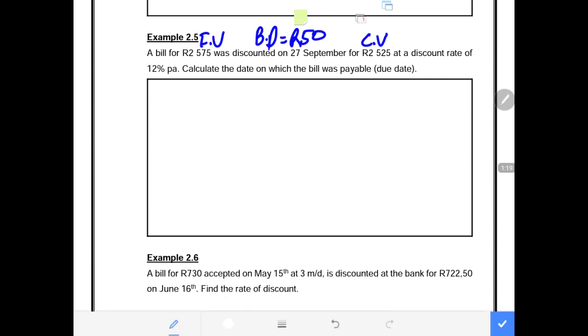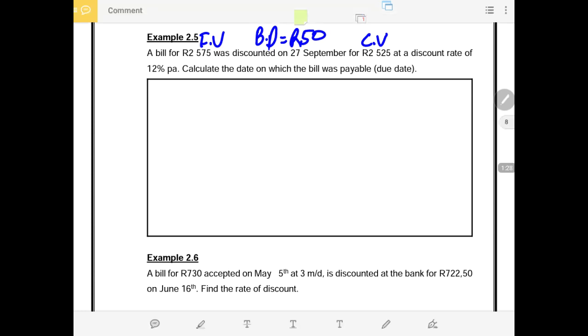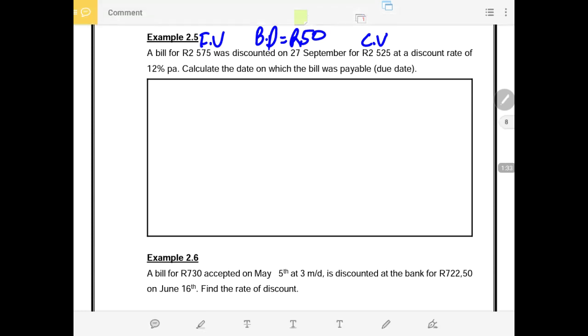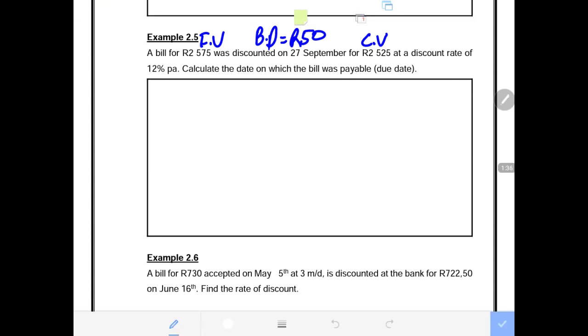Now let us go further and see, it says at a discount rate of 12%. So we can say that the discount rate is 12%, meaning this bill was discounted at the rate of 12%, meaning the interest that the bank has charged is the interest of 12%. Then we continue, and it says we have to calculate the due date of this bill, meaning the date on which this bill was payable if it was discounted on the 27th of September.